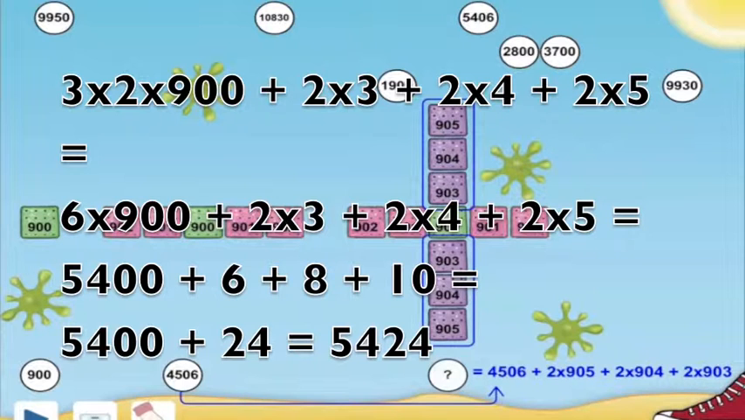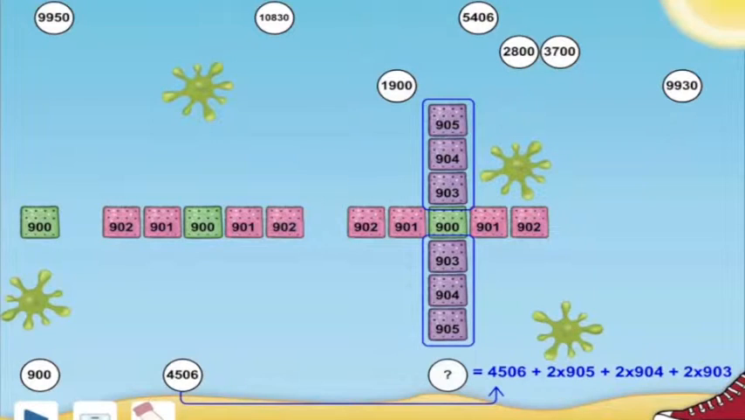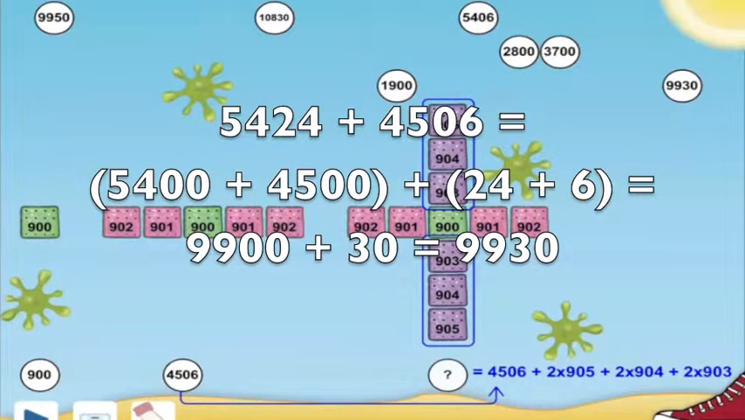We will add 5424 to the previous total of 4506. We have that 5424 plus 4506. Again, we're going to use expanded form to help us perform this calculation. We're going to pull out the 24 from the 5400 to obtain 5400 plus 24. We're going to pull out the 6 from the 4506 to obtain 4500 plus 6. We can then add 5400 plus 4500 to get 9900, and the 24 plus 6 is 30. So we obtain 9900 plus 30, which is 9930.